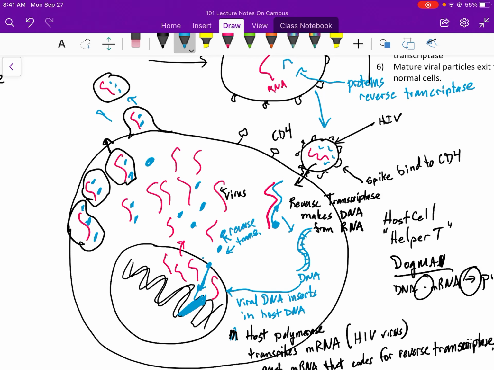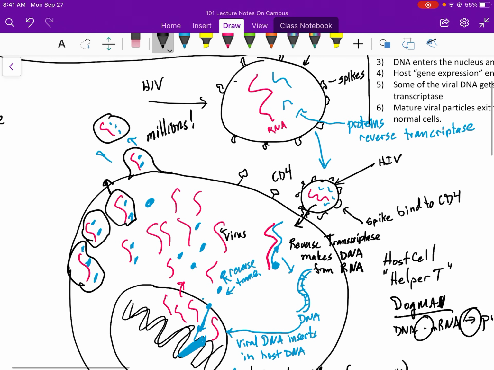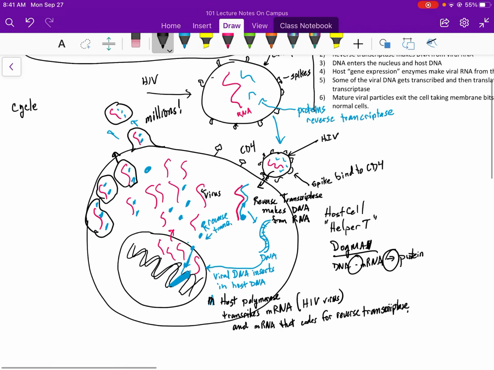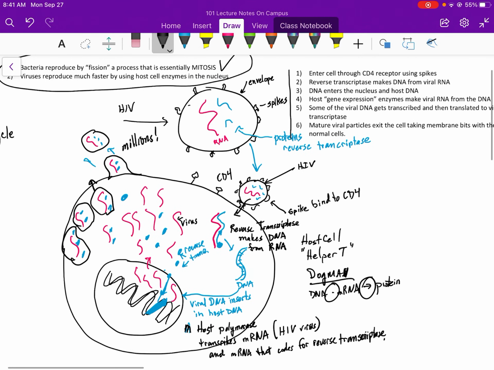Now this can happen literally by the millions. And so when you look at the numbers here, viruses can reproduce really, really quickly. So a couple of things have happened. These move on to another cell. Why is this important for our class? Do you need to know the 6 steps?